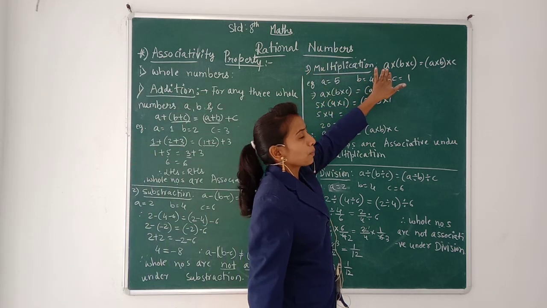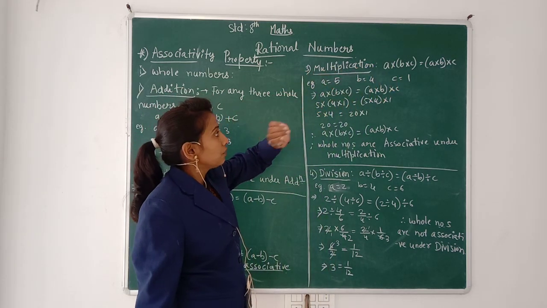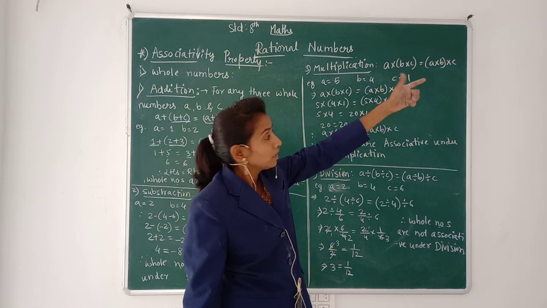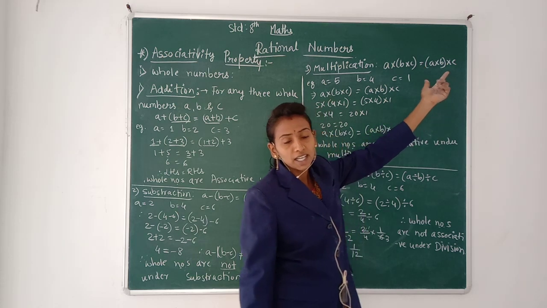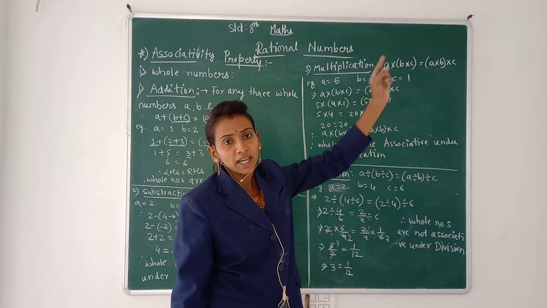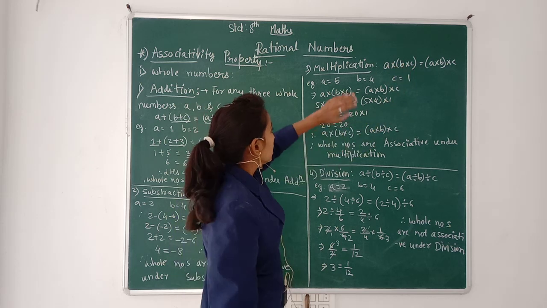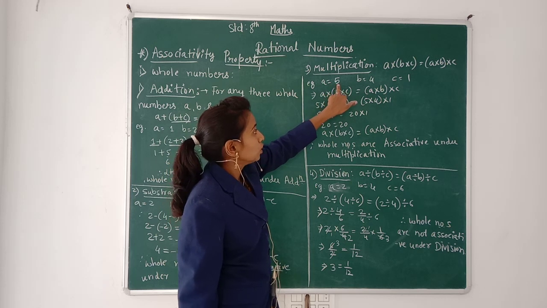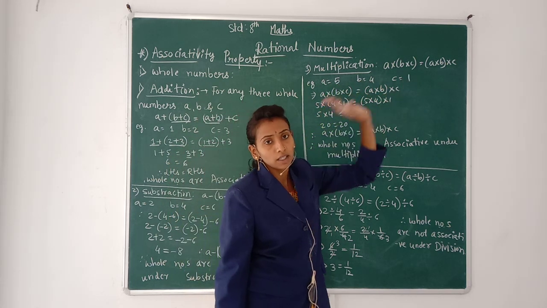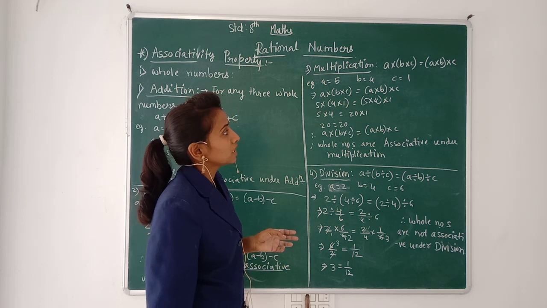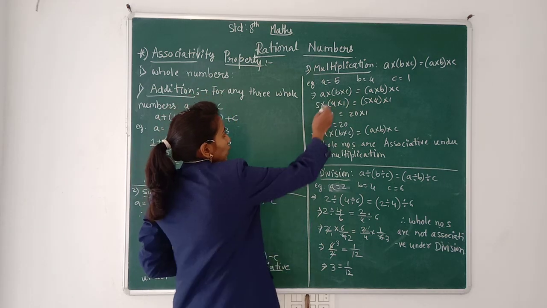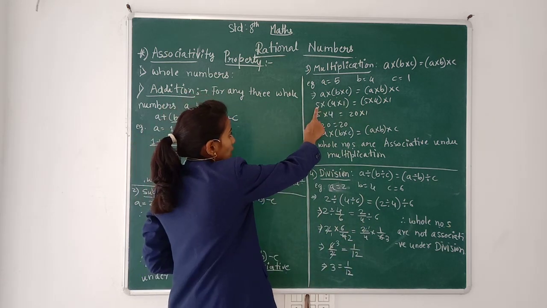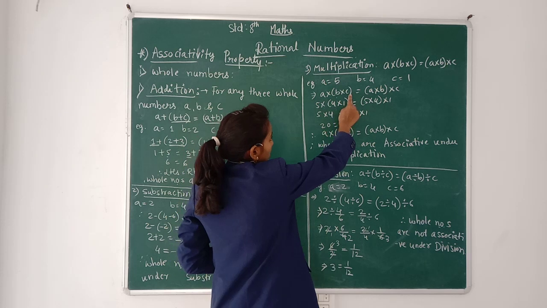What does the associative property tell about multiplication? See, A into, in the bracket you are multiplying B and C, is equal to, in the RHS you are multiplying A and B and keeping C outside. Okay. So take an example. Here I have taken A as 5, B as 4 and C as 11. Put the A, B, C values in the relation. So A into (B into C) is equal to (A into B) into C. A is 5 into B is 4 and C is 11.